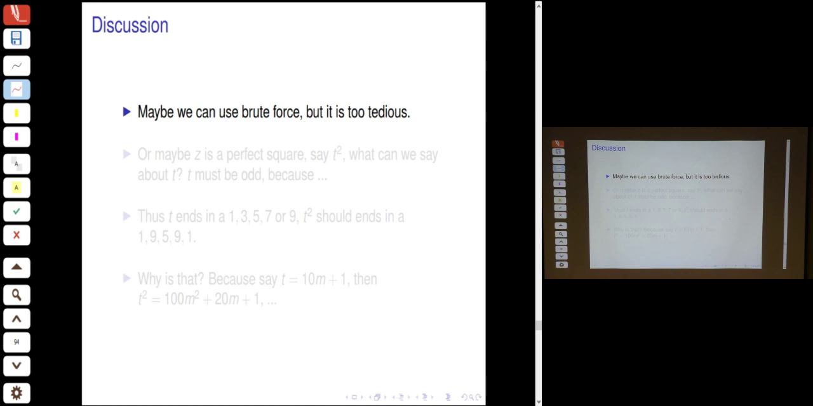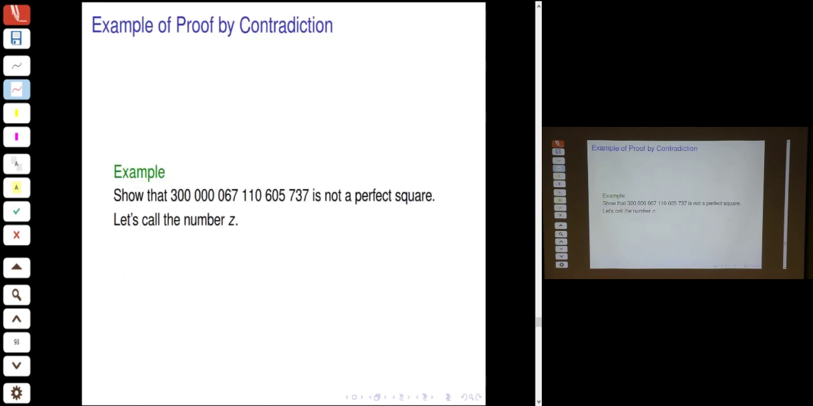Now, I didn't explain what a perfect square is. A perfect square means this number is a square of another integer. For example, 4 is a perfect square because 4 equals the square of 2. 7 is not a perfect square because 7 is not a square of anything. So perfect square means you are a square of an integer. We want to say this Z is not a perfect square. So how do I prove it? How do I show it to you? By the way, this is an example of something called proof by contradiction. This is a typical mathematical proof.